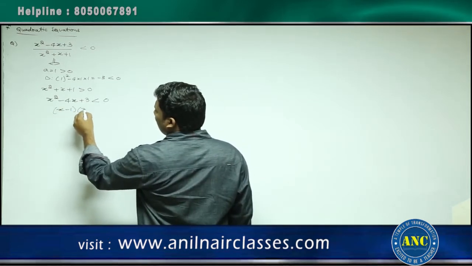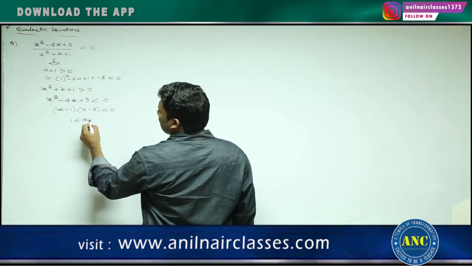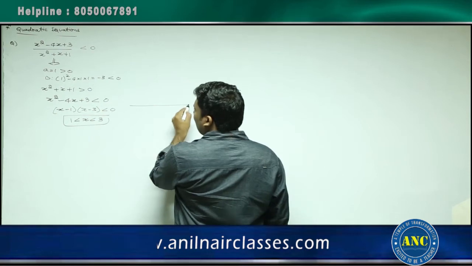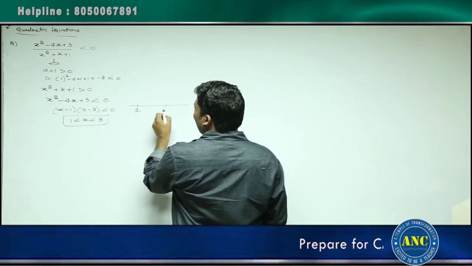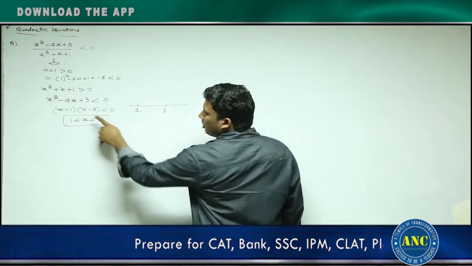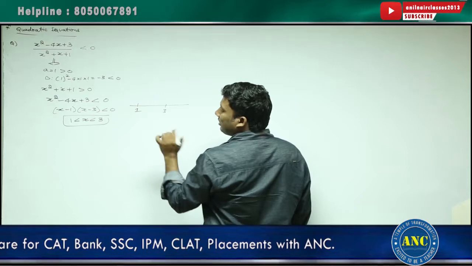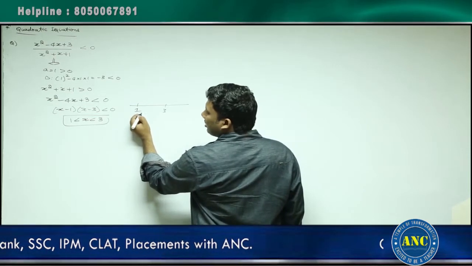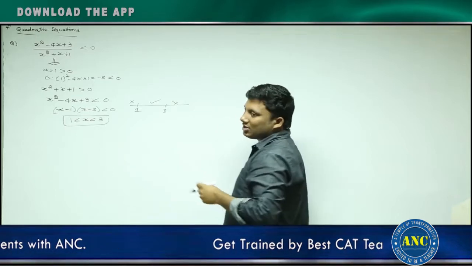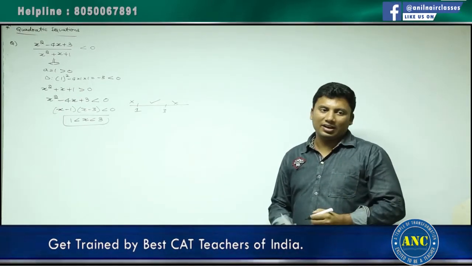X minus 1 into x minus 3 less than 0. 1 less than x less than 3. How did you get this one? What are the critical points of x? 1 and 3. Take anything less than 1. 0: 0 minus 1 into 0 minus 3, that is 3. Is 3 less than 0? Cross mark, tick, cross. Alternatively, cross and tick. Answer is 1 less than x less than 3. I hope you got an idea.